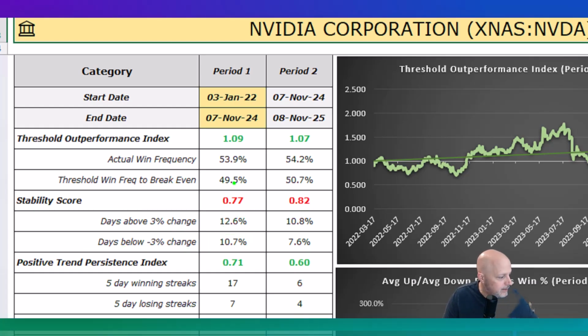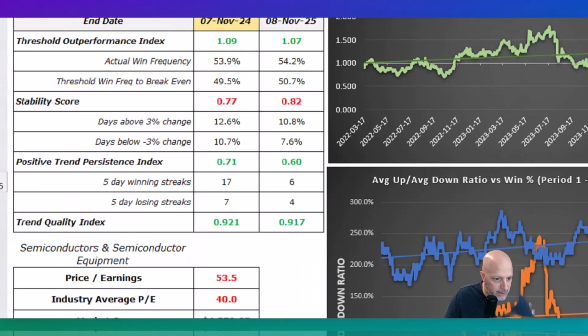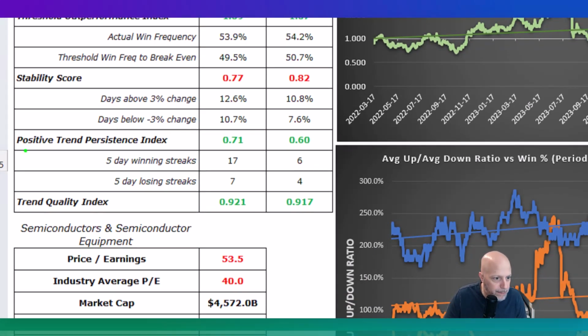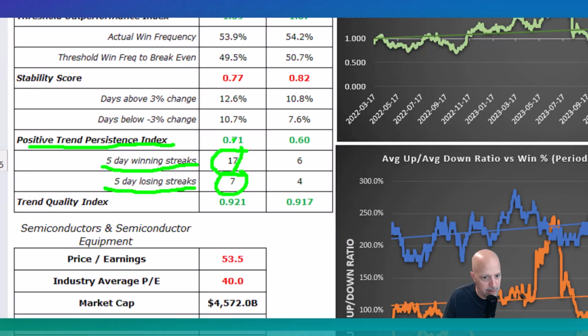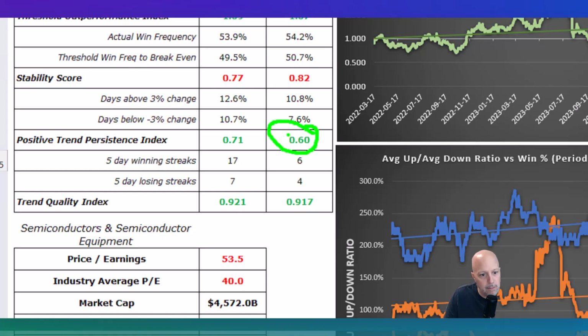I'm going to escape out of here, and then zoom in down here. Next, we have the positive trend persistence index. This is when I'm looking at the streakiness of the stock. So counting the 5-day winning streaks, counting the 5-day losing streaks. So there's 17 5-day winning streaks and 7 5-day losing streaks. So basically that's 71% of the 5-day streaks being winning streaks, and we translate that into an index, just making it 0.71. And then we do the same thing here for period 2. It was 0.6, a little bit less, but still most of the 5-day streaks are winning streaks compared to the 5-day losing streaks.